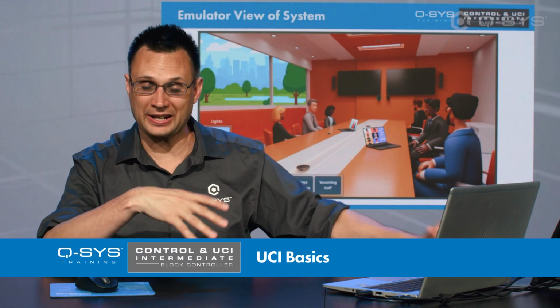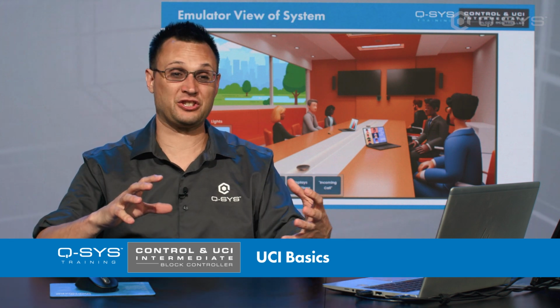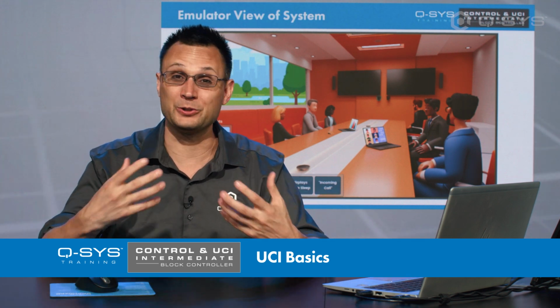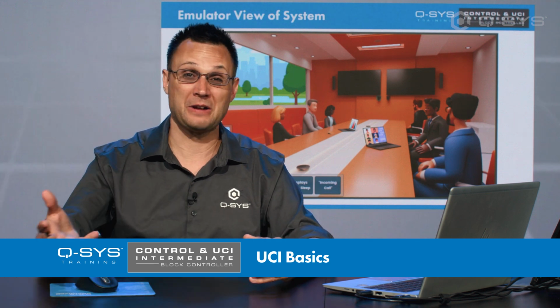All right, welcome back. So, in order to get started on building out our conference room, the first step is to build out the framework of our UCI so that we have a blueprint that we can put all of our buttons on. So let's take a couple of minutes and do that first. We'll talk a little bit about just some basics about building UCIs.